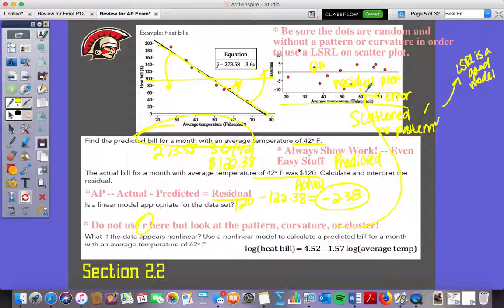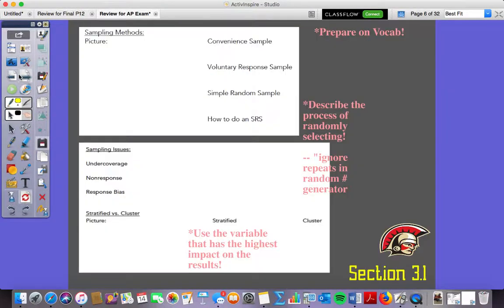If the data appears nonlinear, use a nonlinear model to calculate a predicted bill for a month. If you ever see something where they give this to you here, just know where the log is on your calculator and know how to plug it in. That's all I would say to that. Where did they get those numbers? I would say for this one, let's skip that. We'll take the loss on that if they bring it up, because I've not seen that in chapter 2.